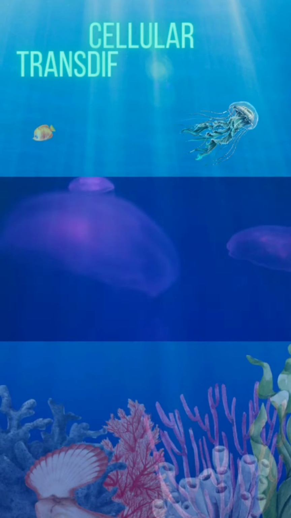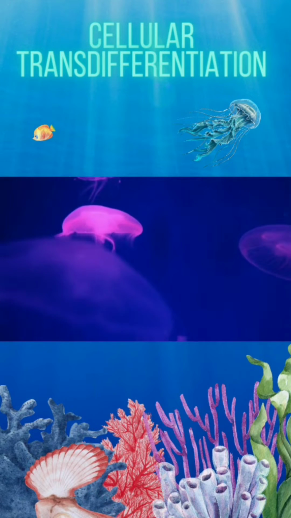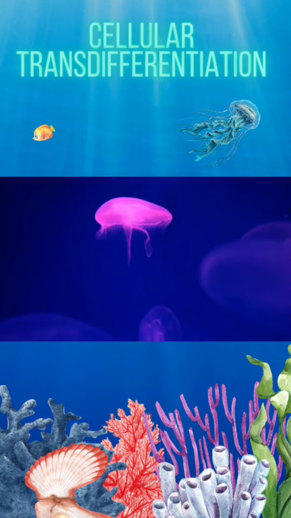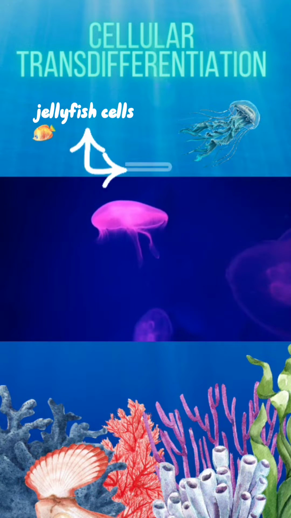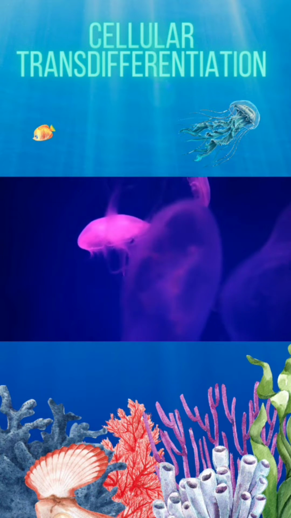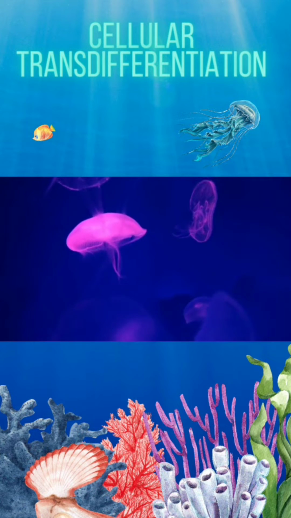Immortal jellyfish can actually change their cells. This is called cellular transdifferentiation. This means they can change their jellyfish cells back to polyp cells and allow them to grow into polyps again and start the whole life cycle again. They can do this over and over again.